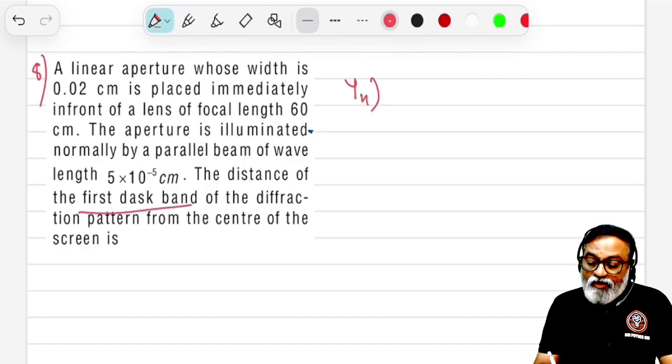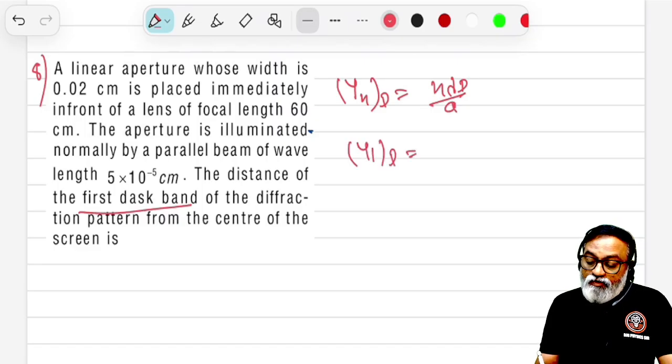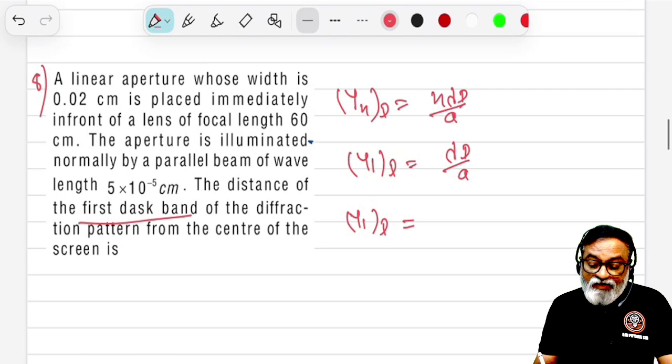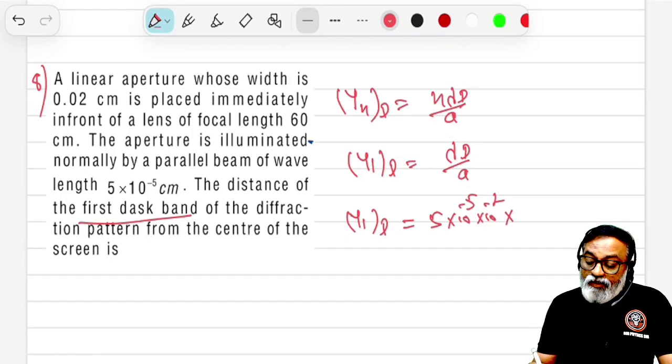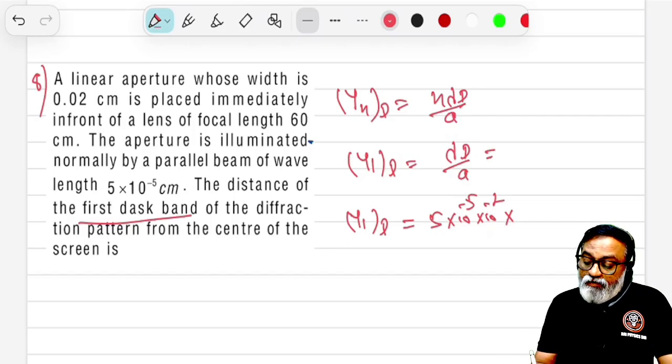See here, yn dark is equal to n lambda D by a. Here, first dark means n is equal to 1. Therefore, y1 dark is equal to lambda D by a. What is lambda given? Lambda is 5 into 10 to the power of minus 5 centimeter, that is 5 into 10 to the power of minus 7 meters. And instead of D, if we place a lens, then D you have to replace with f: lambda f by a.